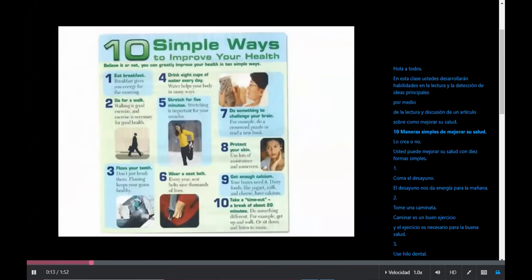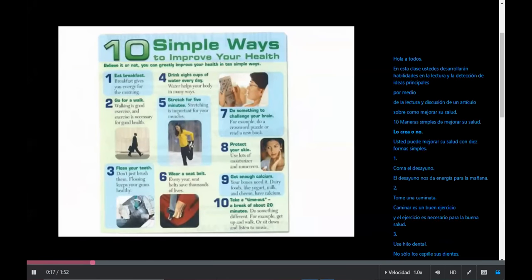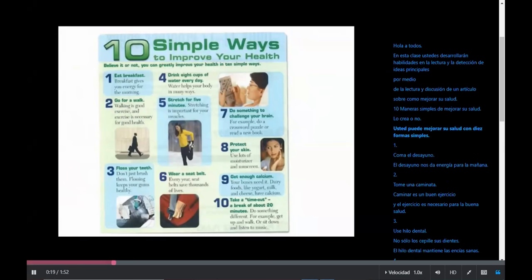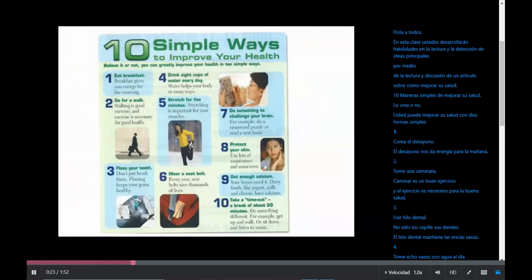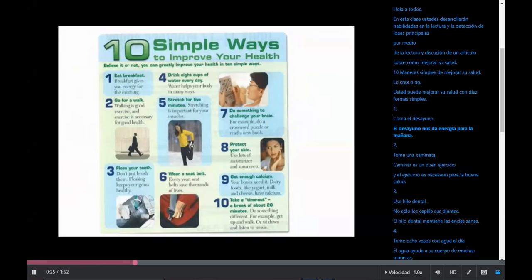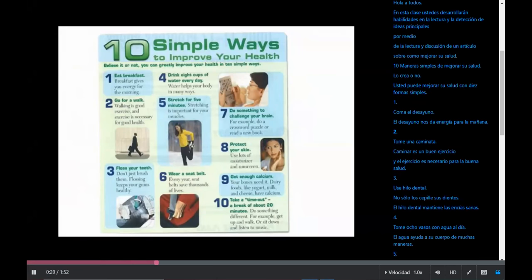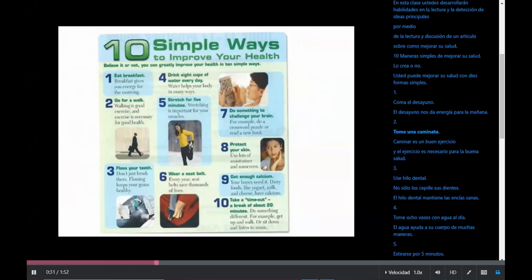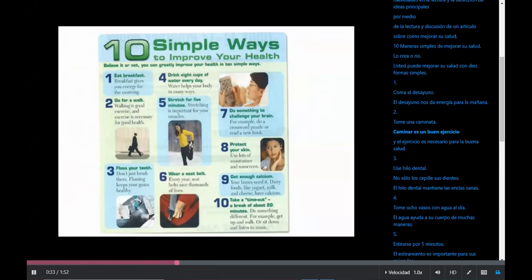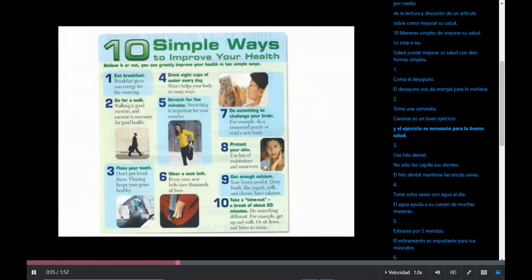10 simple ways to improve your health. Believe it or not, you can greatly improve your health in 10 simple ways. 1. Eat breakfast. Breakfast gives you energy for the morning. 2. Go for a walk. Walking is good.